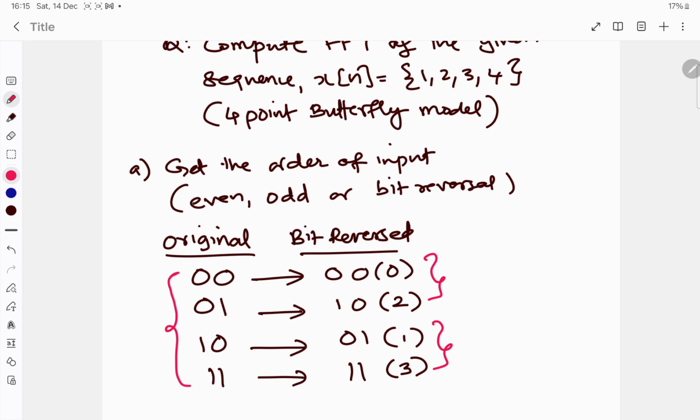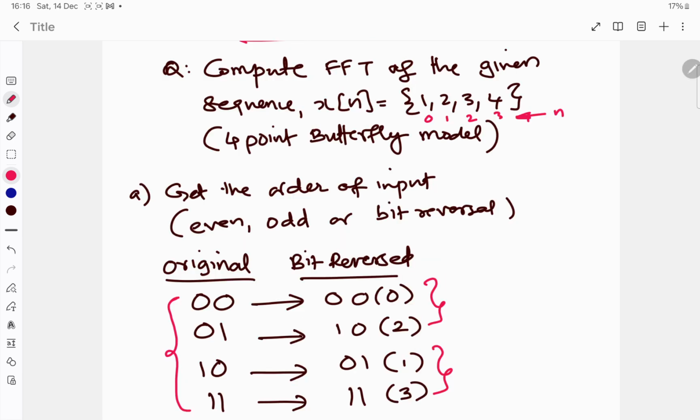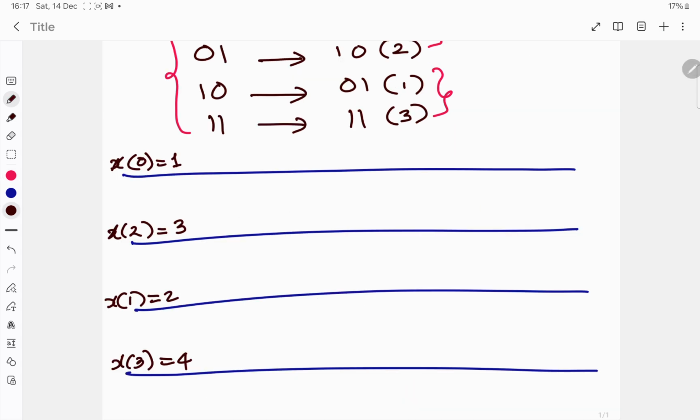So these are our input to the system, or to the butterfly model. We have n is equal to 0. At n is equal to 0 we have 1, n is equal to 1, 2, n is equal to 2 we have 3, and n is equal to 3 we have 4. Therefore the corresponding numbers are 1, 3, 2, 4. 1, 3, 2, 4 is the input to the butterfly algorithm.